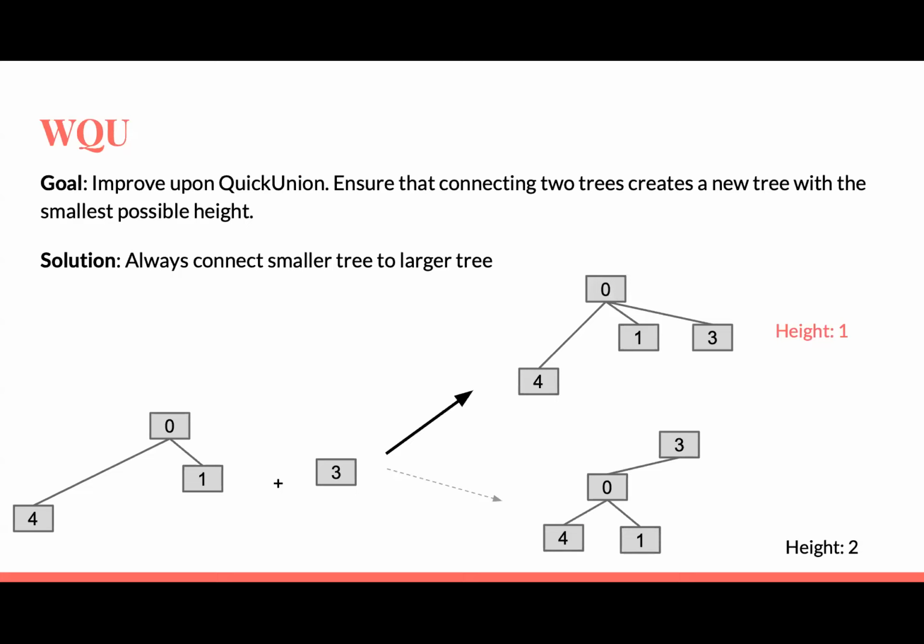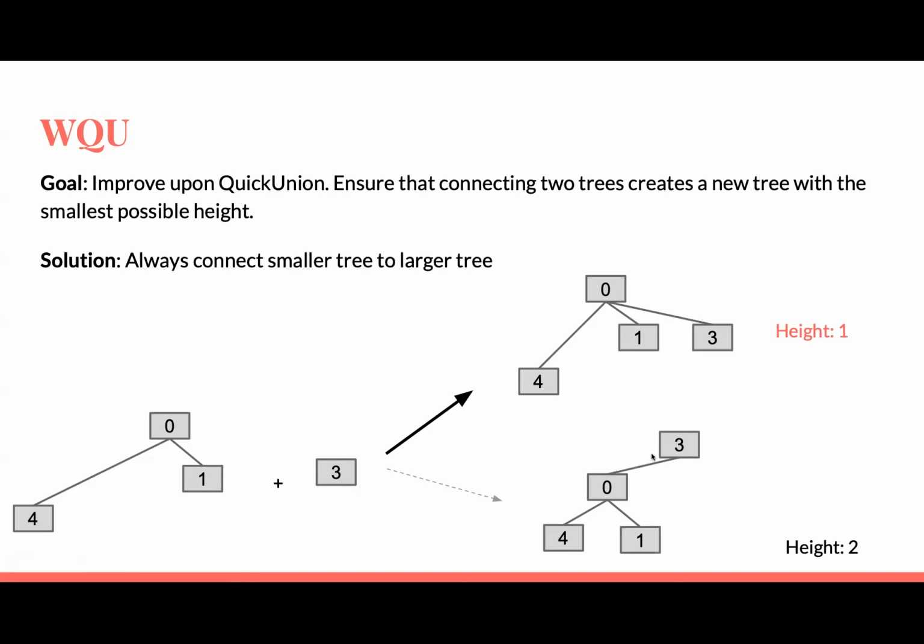The general idea behind weighted quick union is that we had an issue of a tree being quote unquote spindly. So let's take a look at an example real quick. We have this set right here that's of height 1, and this set over here of height 2. We can see that if we connect this 0 onto this 3, what would happen is that we'll increase the height of the overall tree.